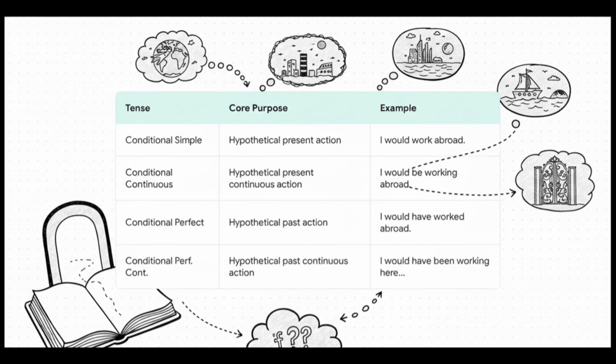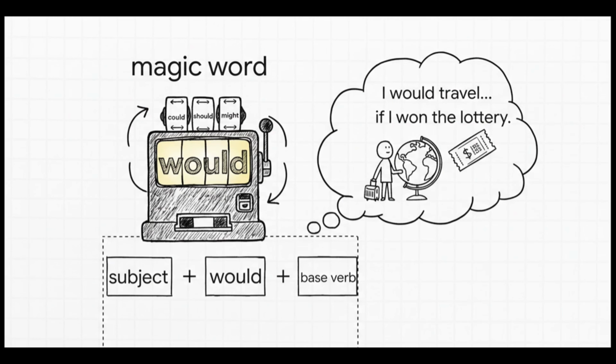I would work abroad if I had the money. The magic word for all of this is would. It's like a big sign that says, hey, this is a hypothetical situation. And what's really useful is you can easily swap it out for words like could, should, or might to add different layers of meaning, like possibility or advice.